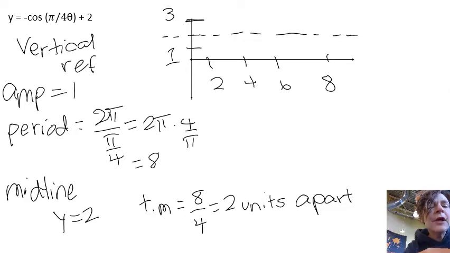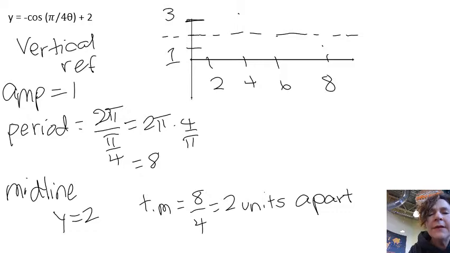This is a graph of cosine. I know that cosine starts at its amplitude, and normally cosine would start at its maximum, but because I have the negative out front, it's going to start at the reflected value, so it's going to start at its minimum at 0, and then go to its midline, and then up to its maximum, and then back to the midline, and then back to the minimum.